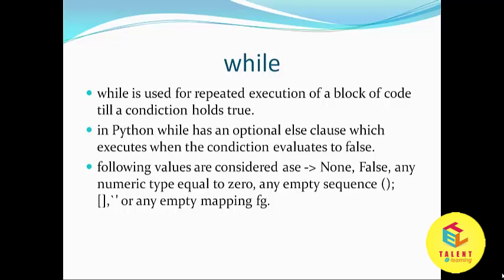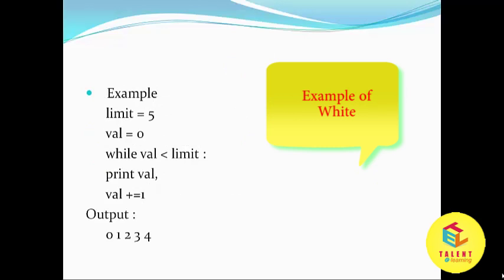Following values are considered as false: none, false, any numeric type equal to 0, any empty sequence, or any empty mapping. For example, limit is equal to 5, value is equal to 0, then put a condition while val less than limit and colon, then print val, val is equal to val plus 1, so our output is 0, 1, 2, 3 and 4.